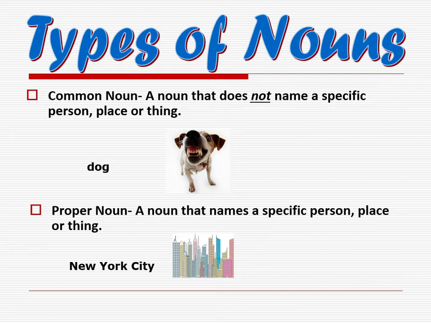So the second type is proper noun. What is a proper noun? A noun that names a specific person, place, or thing. Like city. Is city a proper noun? No, it's a common noun, and the proper noun of the city will be a specific name of a city, which will be New York City, any city that has a specific name.